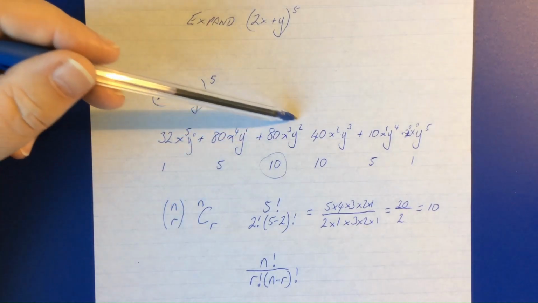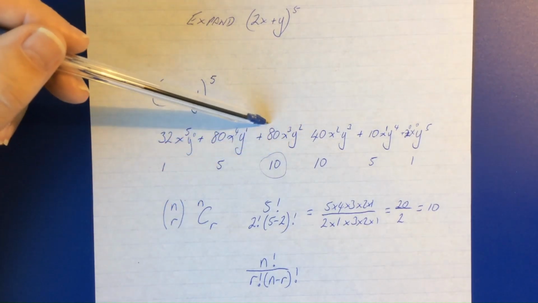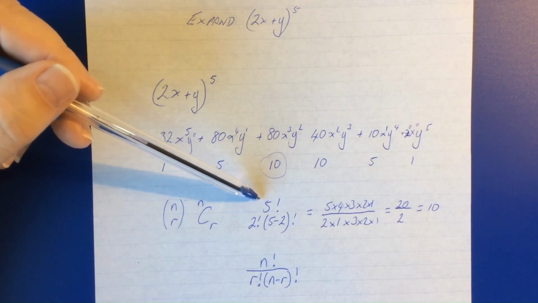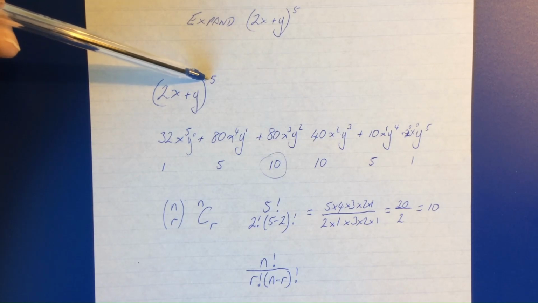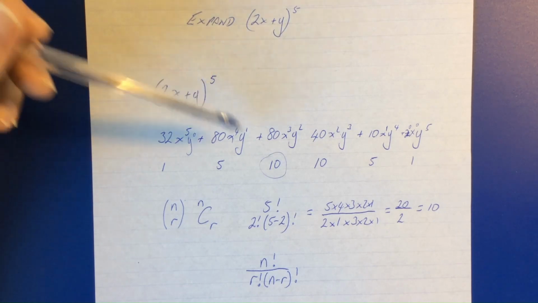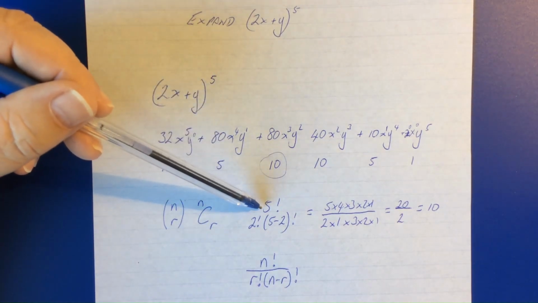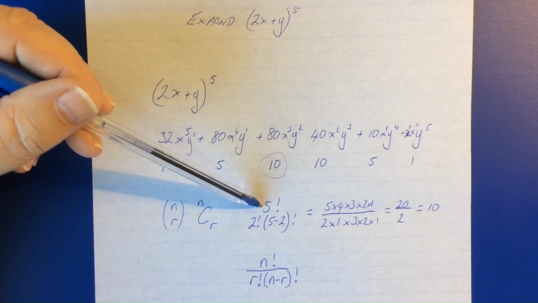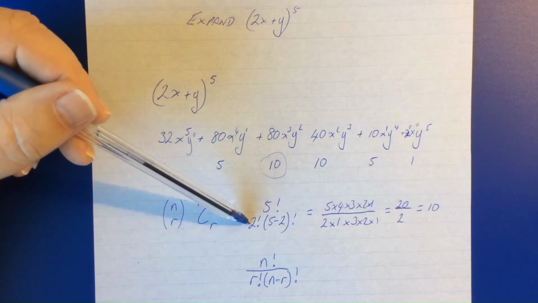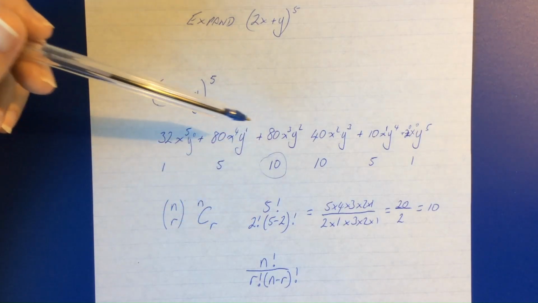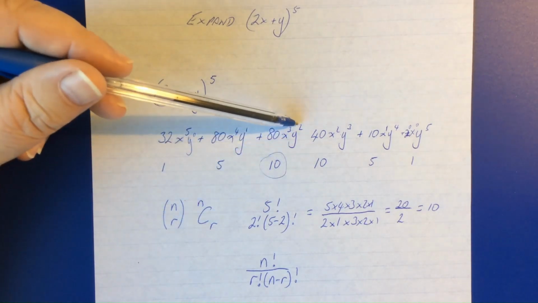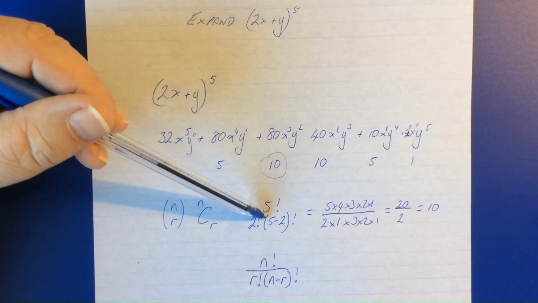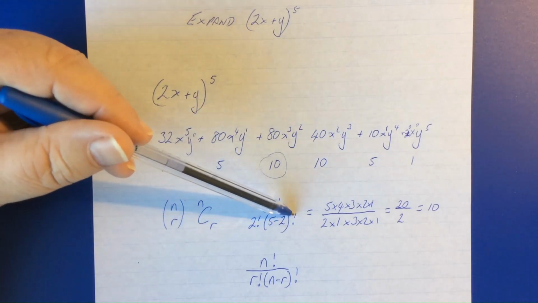So I've decided to take the third expression here and just work through it. Okay, so in this case n is 5. So 5 factorial over 2 factorial, because we are choosing 2, times 5 minus 2 factorial.